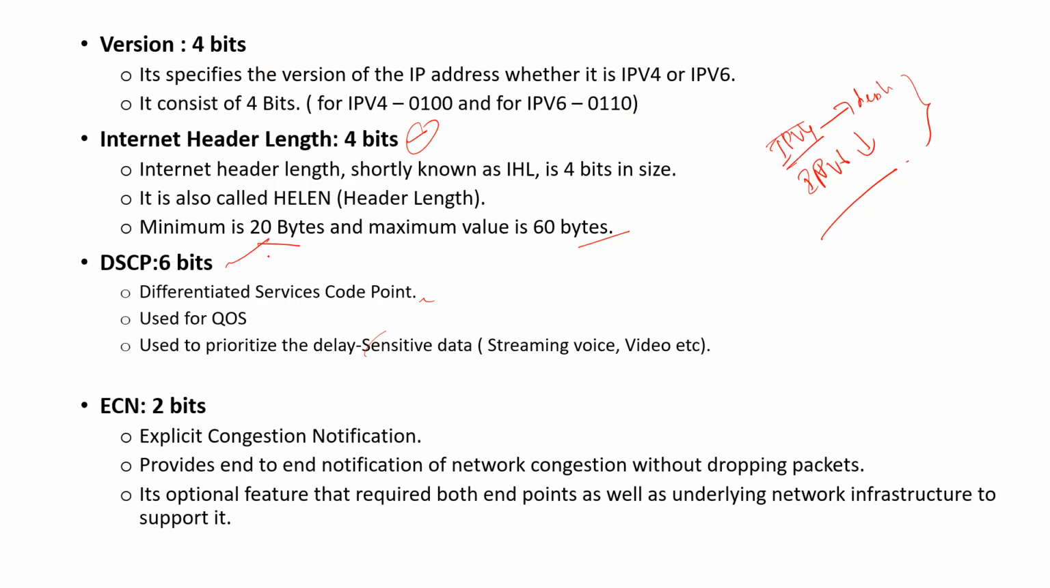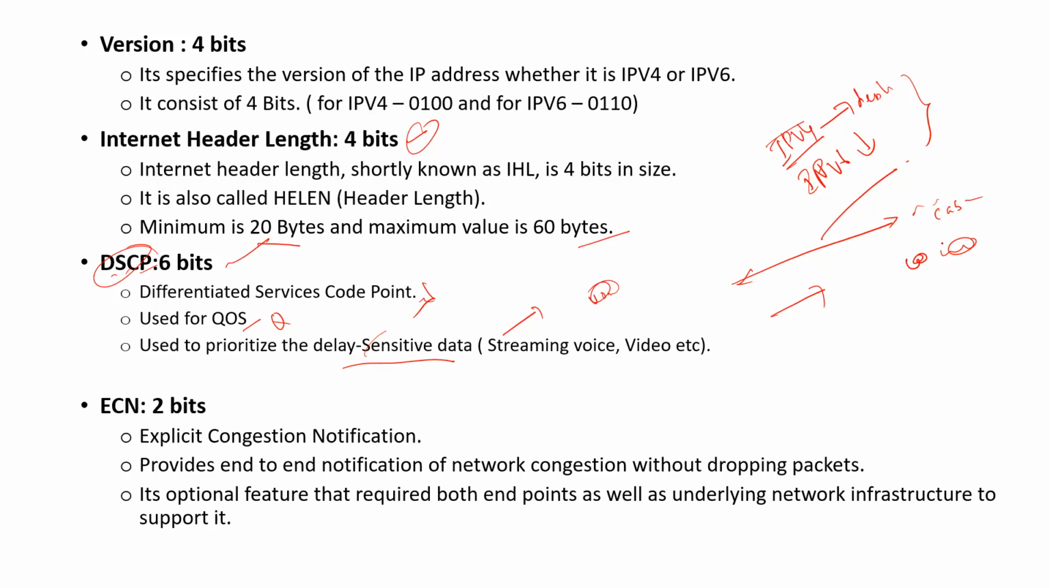What is DSCP? DSCP stands for Differentiated Services Code Point. It is used for QoS, quality of service. The functionality of DSCP is to prioritize delay-sensitive data. If the traffic is voice or a video stream, suppose you're presenting something, a delay is fine because they can still see your screen. But if you're speaking and the receiver gets your voice delayed, it won't be good, right?